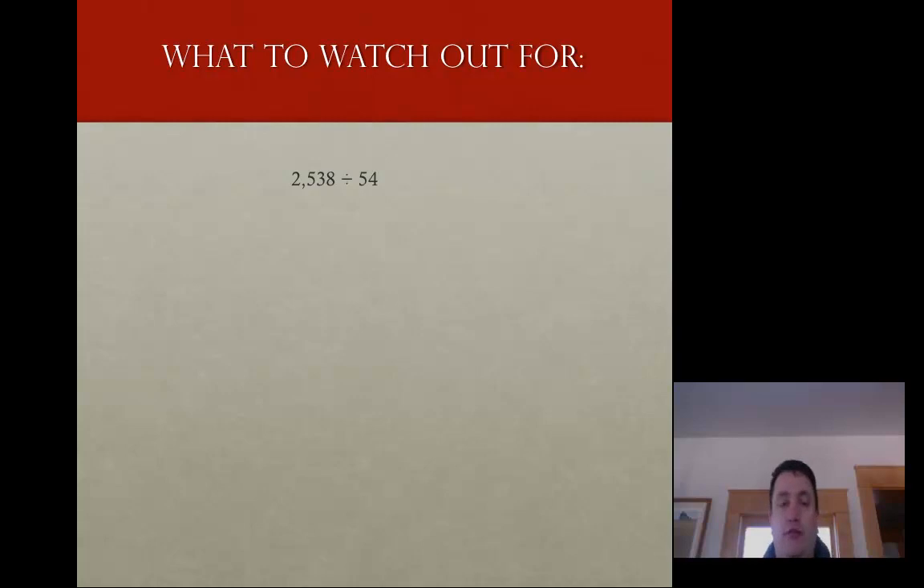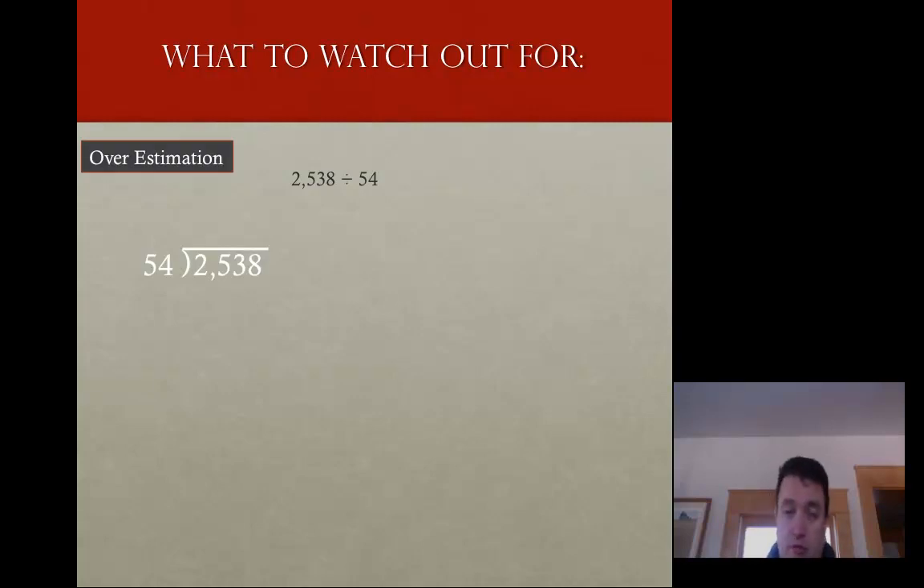Here's something you want to watch out for when you're doing these. Okay, and that is overestimation. So let's kind of walk through an example here, okay? So I'm going to round this to 50, okay? I'm going to ask myself how many times, and this will be the shortcut method, okay? So I'm looking at 54, won't go into 2, won't go into 25, but it will go into 253. So I'm going to ask myself, how many times can I get 50 into 250? Well, that works out nice because it's 5, because 5 times 5 is 25. So I'm going to put that up there.